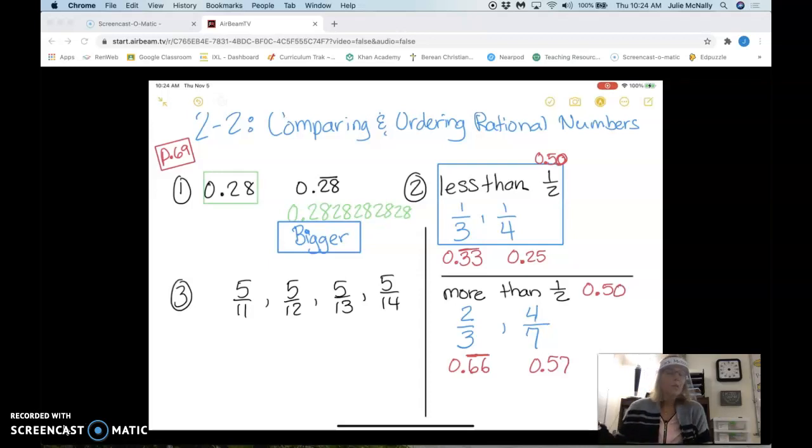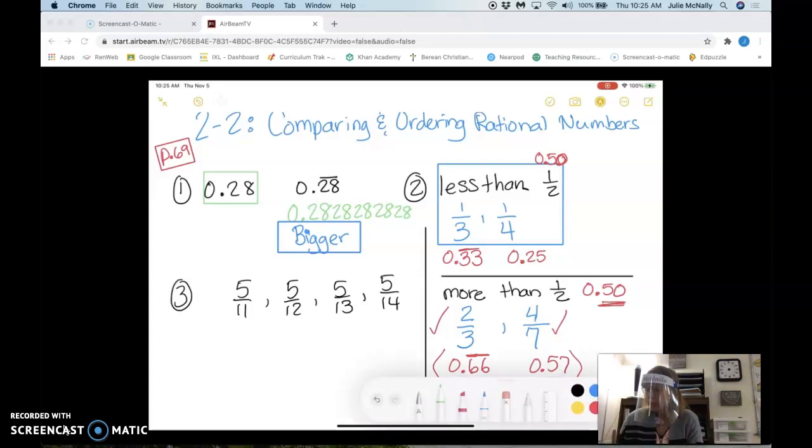So now if I look at all these numbers, Cameron, 50, 66, and 57, are these two down here bigger than 50? Is 66 bigger than 50? Yes. Is 57 bigger than 50? Yes. So we did it right. Okay, we have all numbers that are bigger than 1/2.